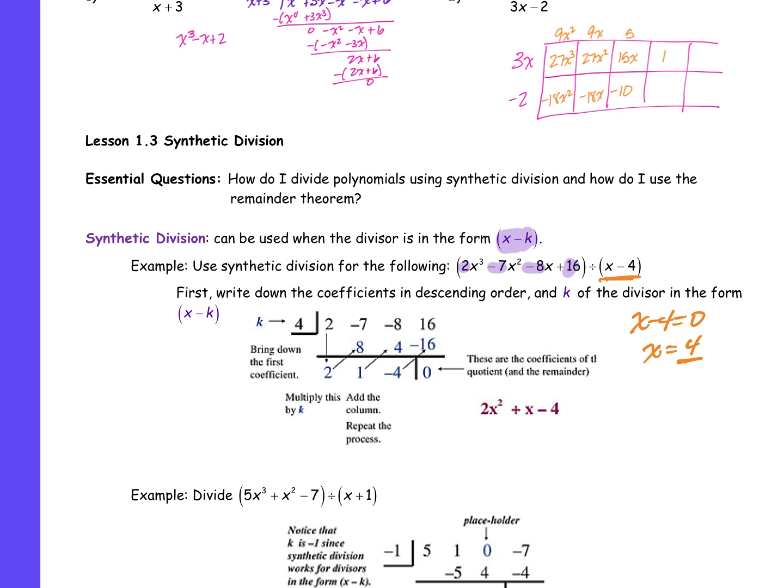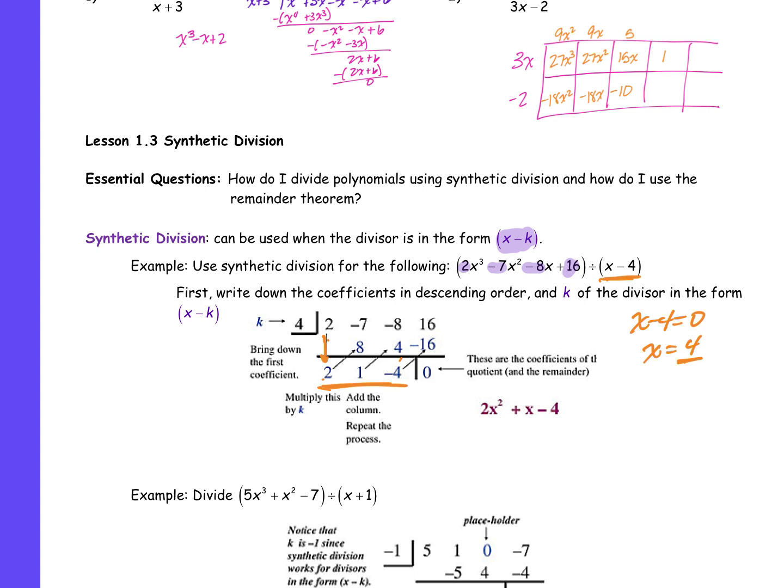And this is how it works. Super easy. Drop the 2 down, the first one down. Then I multiply 4 times 2 and get 8. Then you subtract, and you do it all over again, right? So 4 times 1 is 4. Subtract. 4 times negative 4 is negative 16. Subtract 0. And then these are the coefficients of my answer.